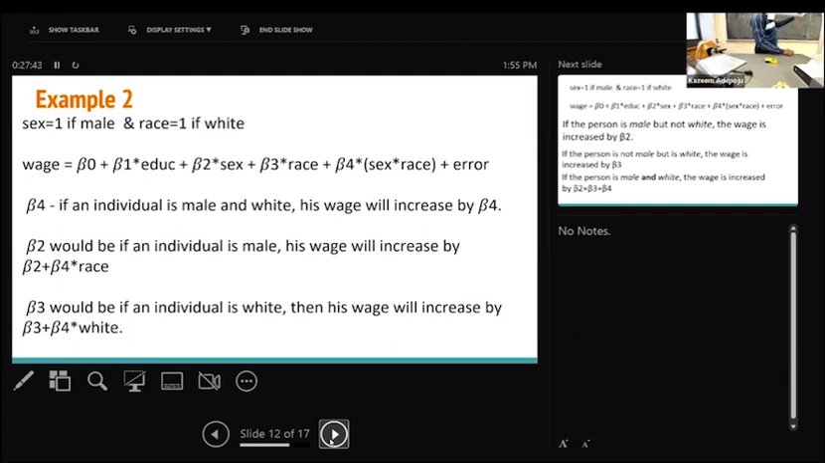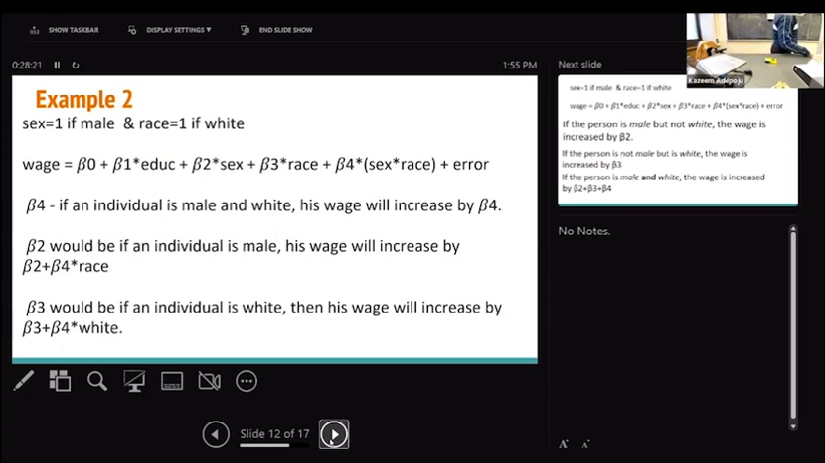Sex equals 1 if male, like in this example, we are coding male as 1. It means female is going to be coded as 0. And the race, in this example, race equals 1 for whites, race equals 0 for others. Does that make sense? Okay. Now, we're looking at the effect of education, sex, race, as well as the interaction of sex and race. Oh my God, there's a lot in this model. How do we interpret this?